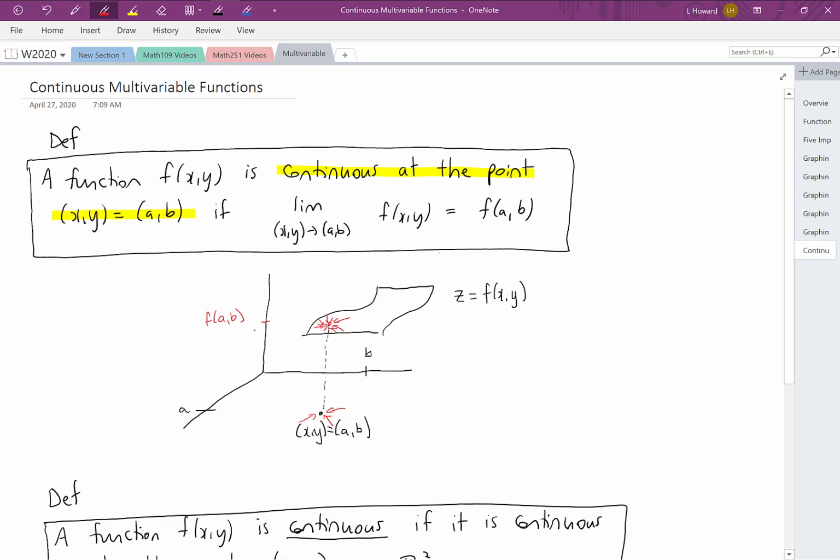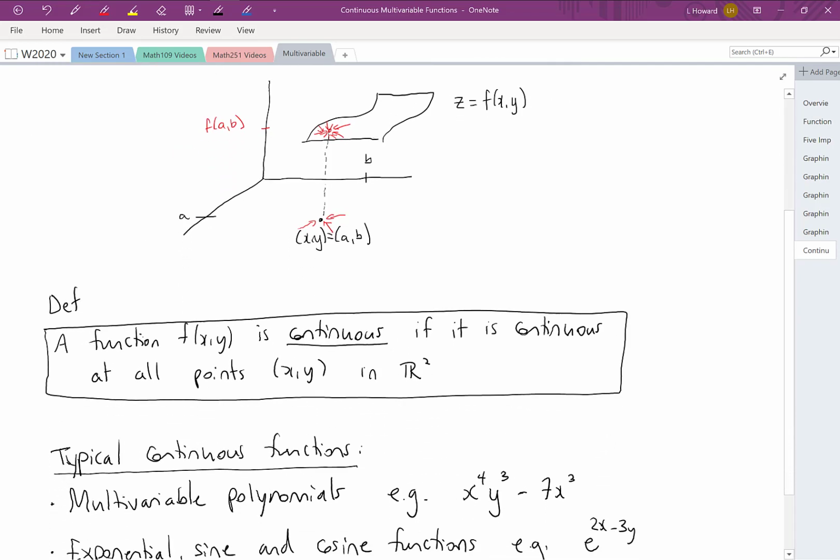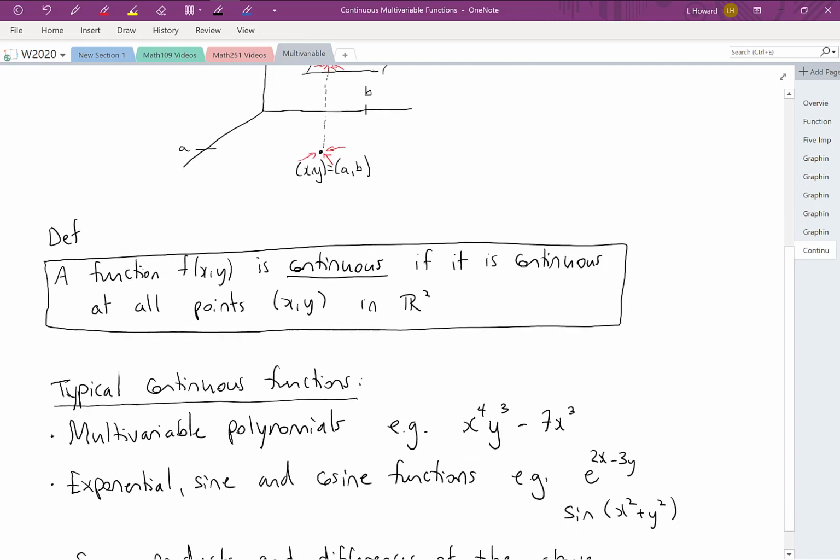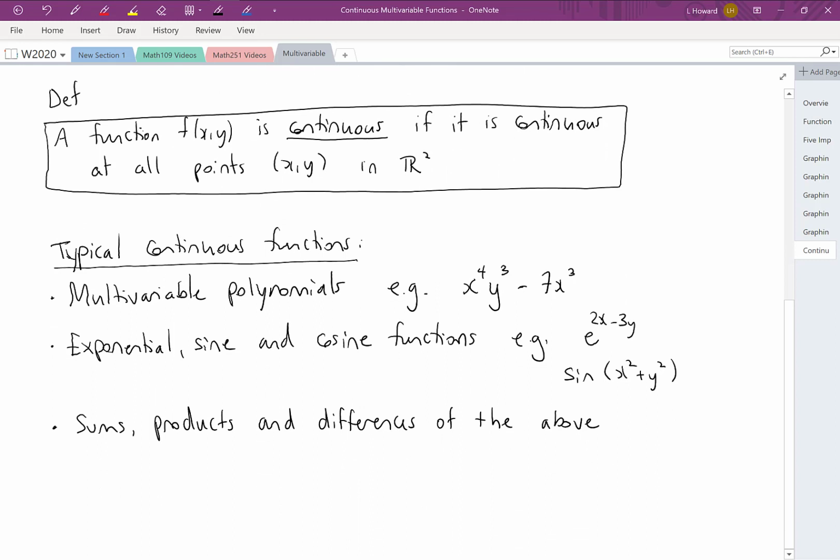And then we can extend that definition a little bit, and let's look at this second definition below the picture here. A function f of x y is continuous if it is continuous at all points (x, y) in R2. So that's just a fancy way of saying if our function is continuous for all real values of x and y, then we just call it continuous for short. Okay, now let's look at a few typical continuous functions.